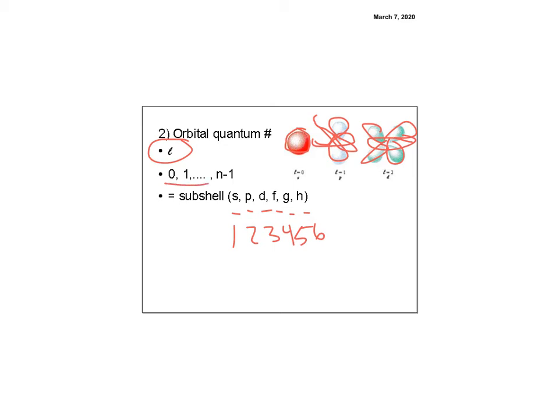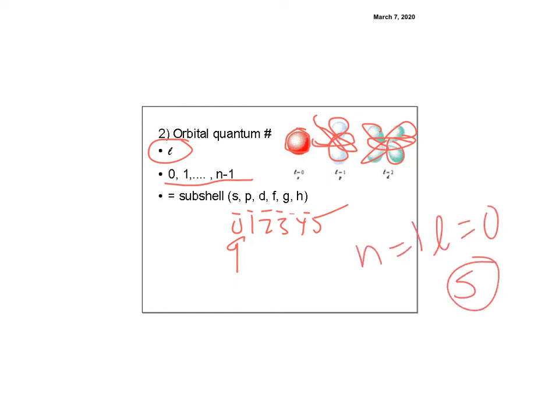And so L goes from 0 to n minus 1. Oh, I lied even about that. That is not true, right? You guys are saying, no, no, no, this is 0, 1, 2, 3, 4, 5, right? Because S is when L equals 0 and it goes up, right? So n equals 1, L equals 0. So this is an S orbital. And that's all you can have. That's why they can only fit 2 electrons in there, right?